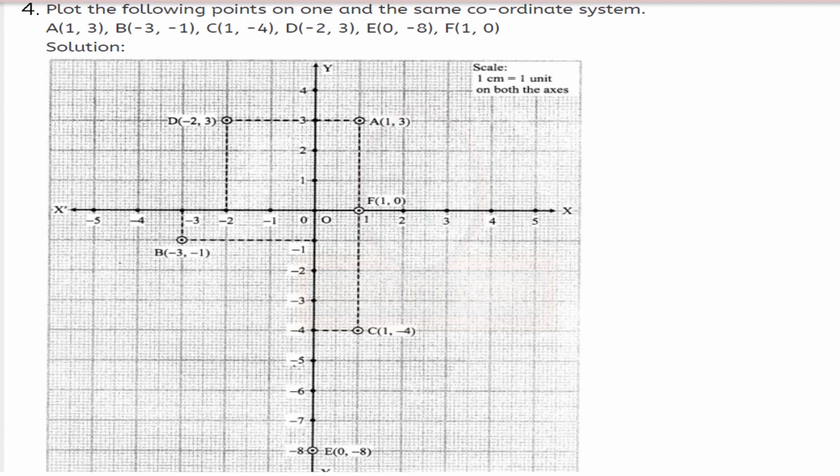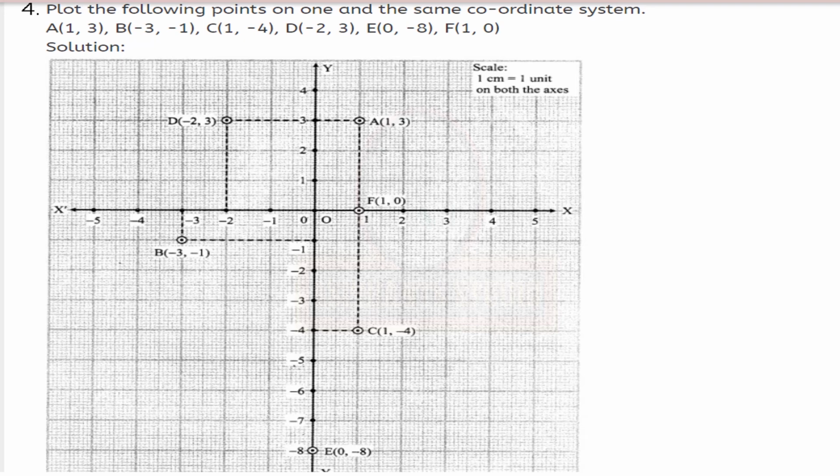Now, coming to D. On the x-axis you have to search for -2. On the y-axis you have to search for 3 and the meeting place is D. Now next one, E. On the x-axis you have to search for 0 and on the y-axis you have to search for -8. So this point is lying on the y-axis because the x-coordinate is 0. If the x-coordinate is 0, the point lies on the y-axis.